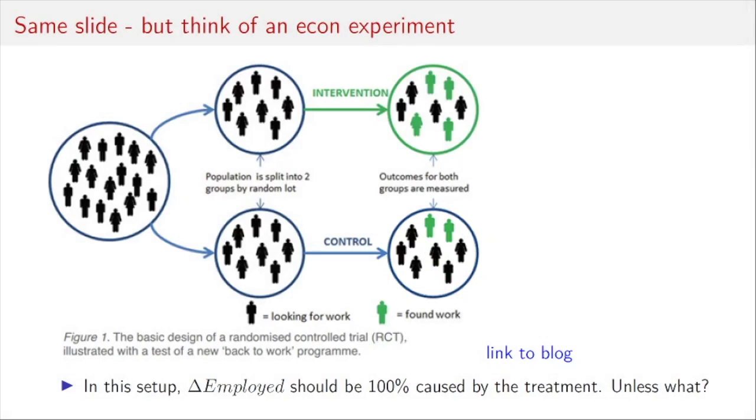Again, however, this relies on the assumption of randomness, meaning that the probability of having entered the intervention group or the control group is completely independent from any other characteristic. If the randomization has failed, then we cannot explain this difference in employment as having been caused by the treatment.